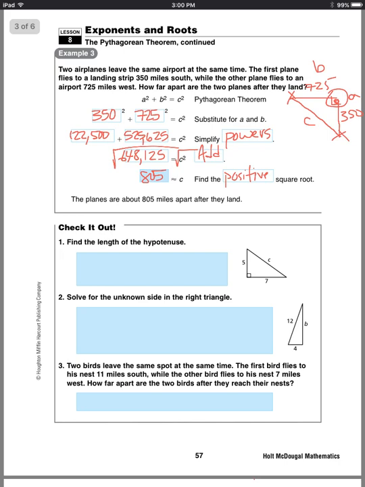Go do 1, 2, and 3. I would suggest on 3 you set up a picture like we did for example 3 to make that a little bit easier and give you a visual.